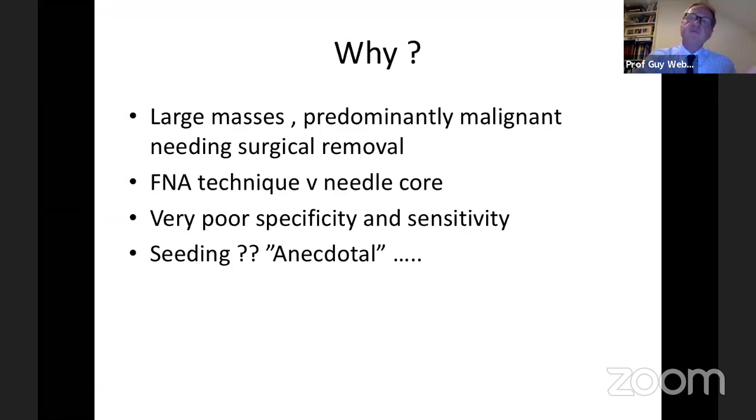And the technique wasn't very good. It was fine needle aspiration, and we've moved on. It had very poor specificity and sensitivity for malignancy. And there were reports of it causing significant problems with tumour seeding, which put people off.